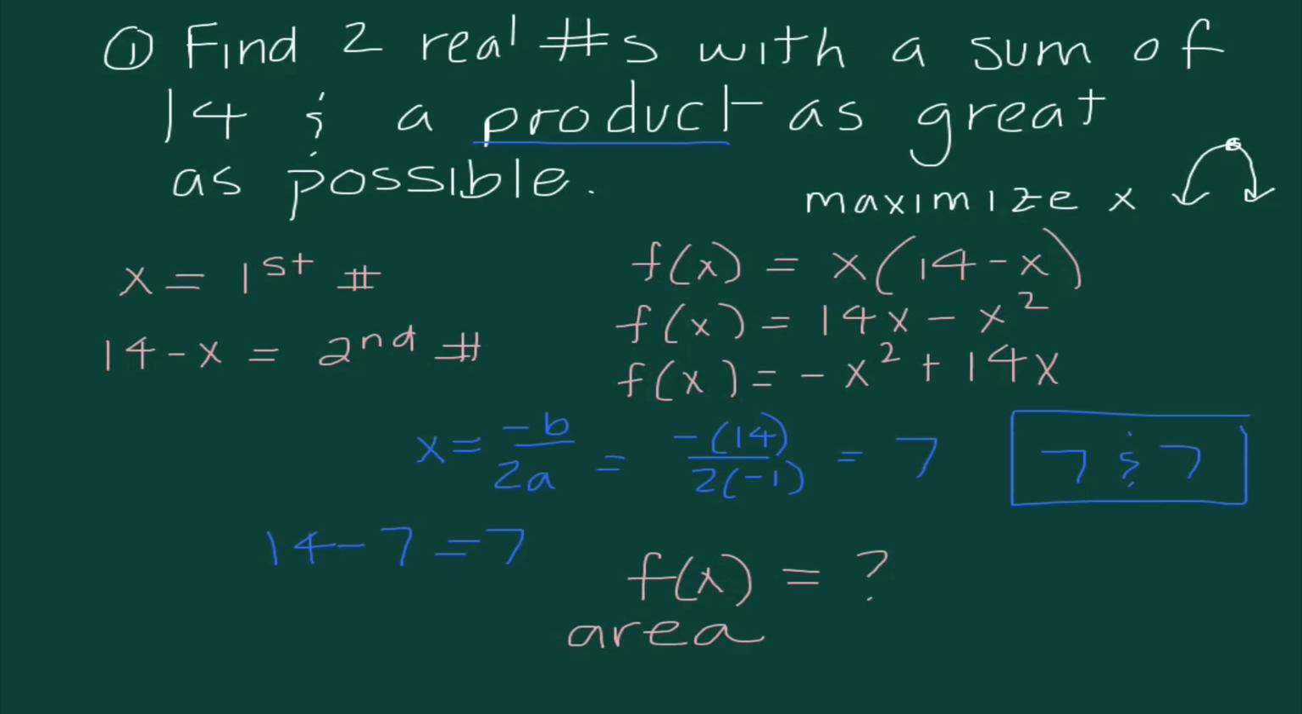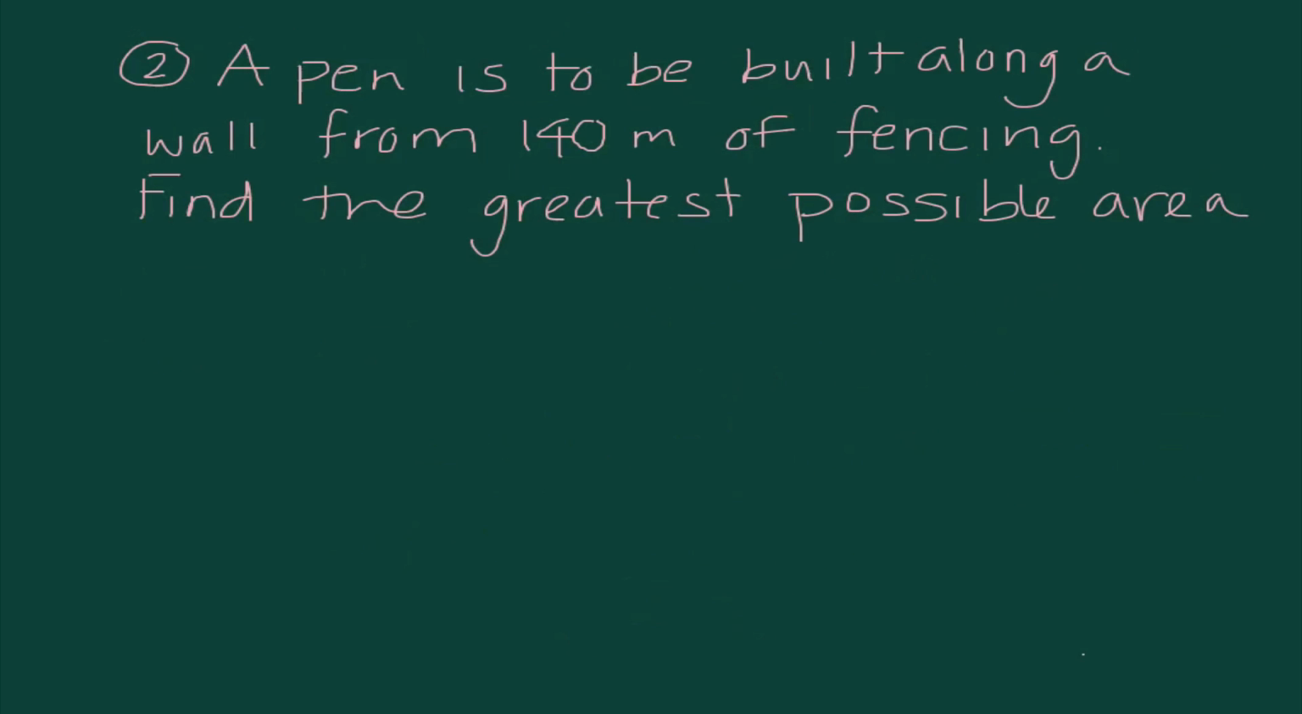So it's a little bit of a different way of thinking in terms of word problems, because we're not solving in the normal sense. We are finding a value of the vertex. So let's go through one more example of this. A pen is to be built along a wall from 140 meters of fencing. Find the greatest possible area. And I actually forgot to write in here that this should be a rectangular pen.